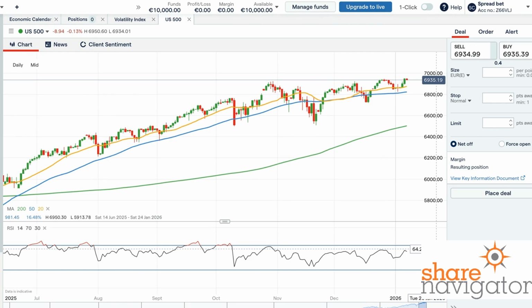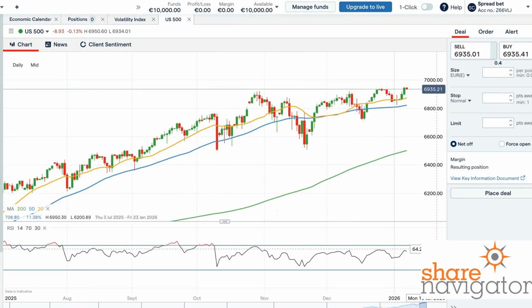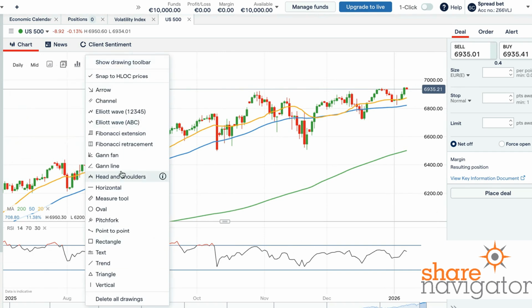Now, first things first, we're not ready to place this trade yet. So here's your chart of the US 500, which is the S&P 500, by the way. You can see we made a new high yesterday, and we're tipping along this top end at this moment in time. So we're not really ready to place a trade yet.